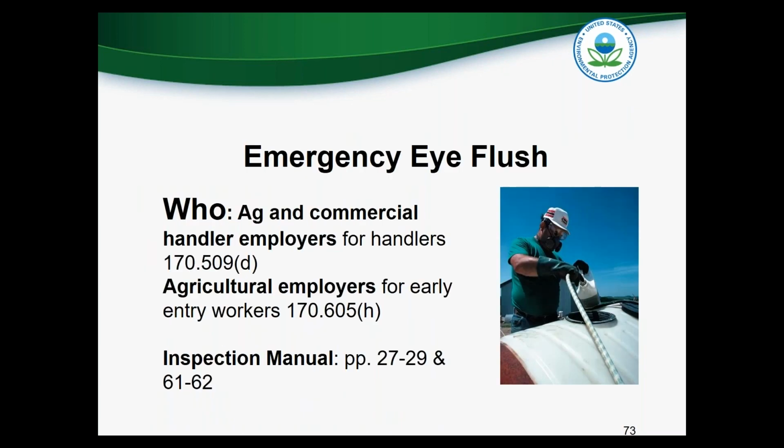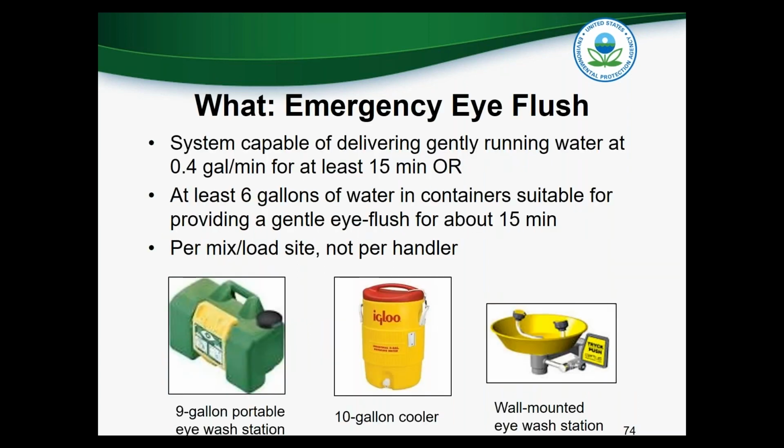Next slide. Okay, if there's a need to have emergency eye flush, who has to provide that? Again, for handlers, it's either the ag employer or the commercial handler employer. For early entry workers, it's got to be provided by the ag employer. Next slide. And what can you use? What do you use for the eye flush?